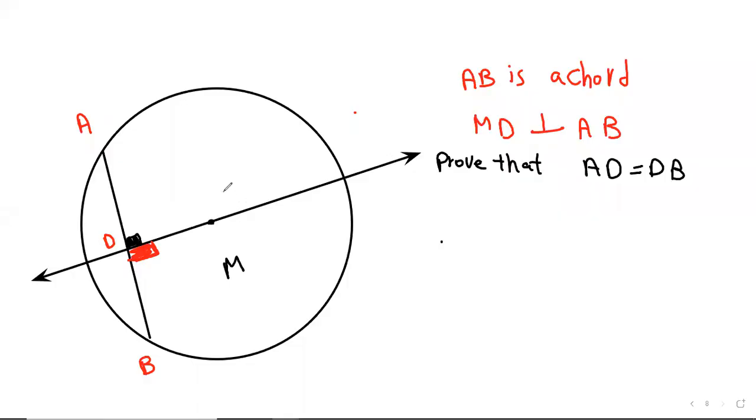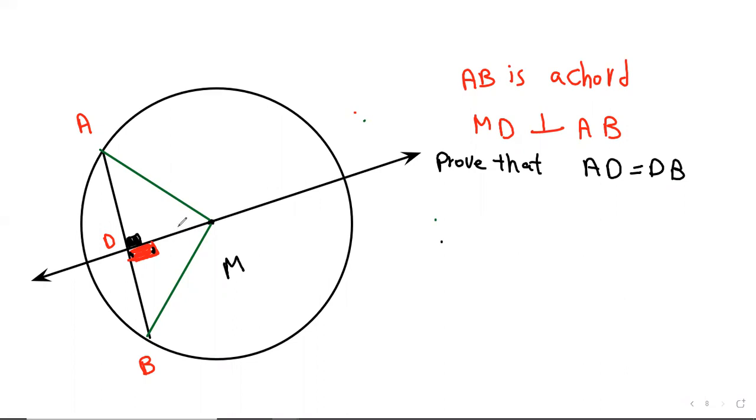Here in the circle M, we have AB. AB is a chord, and we have a straight line drawn perpendicular to this chord. I want to prove that D is the midpoint of AB. I want to prove that AD equals DB. So we are going to construct two line segments here. I have drawn MA and MB.